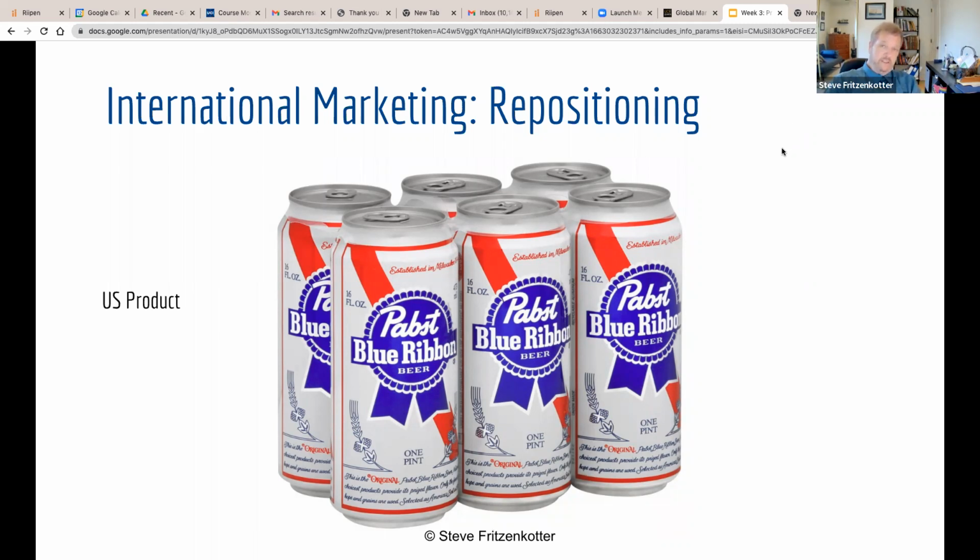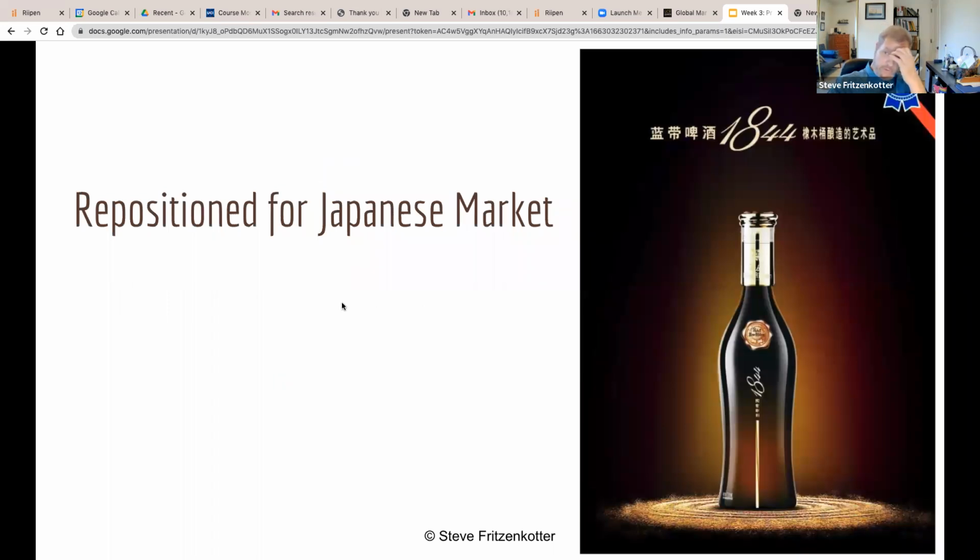So let's just leave it there. But to export this product, what did Pabst Blue Ribbon do? Well, this may really surprise you, but remember what this looks like. It's a real basic beer. Here's what they did when they repositioned it for the Japanese market. They made it high end. So you have this really incredible packaging or bottling, and it's still got the Pabst Blue Ribbon product up here since 1844.